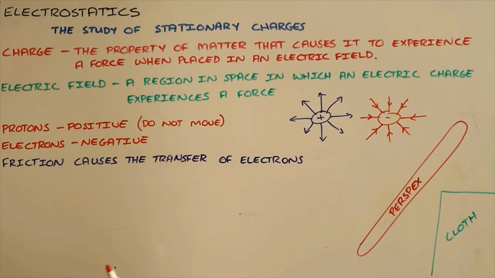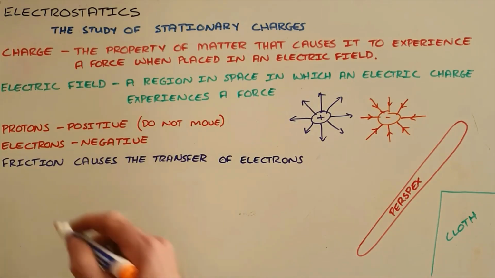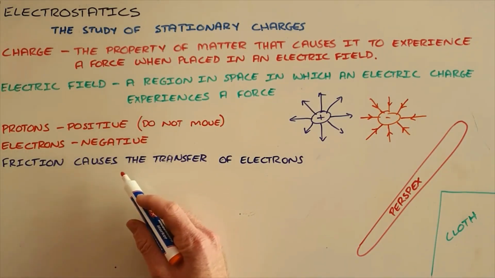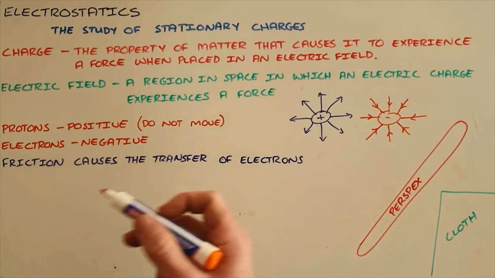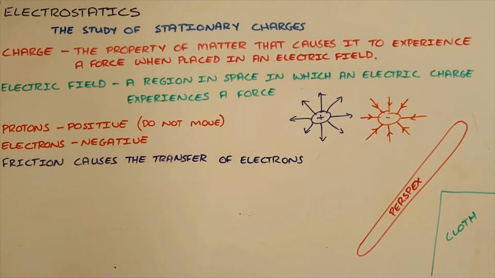They're able to move from one object to another, and usually that is done through friction. It is also important to note here that it is only electrons that can move as a result of friction, as the protons, the positive charge, do not move, they stay where they are. And so when electrons move from one object to another, the charge moves with them.